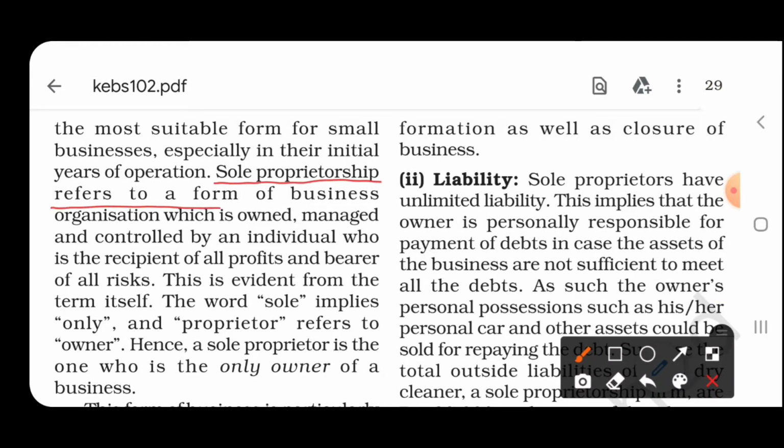Sole proprietorship refers to a form of business organization which is owned, managed, and controlled by an individual who is the recipient of all profits and bearer of all risk. This means that the business is managed, owned, and controlled by a single person, an individual, who will be getting all the profits from that business, and he will have to bear the risk which arises in the business. So he is responsible for all the activities taking place inside a business organization. This type of business form that is done by a single person is known as sole proprietorship.